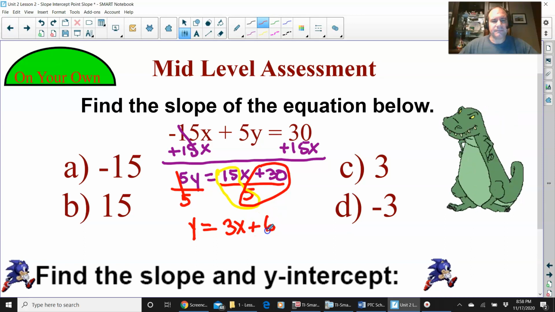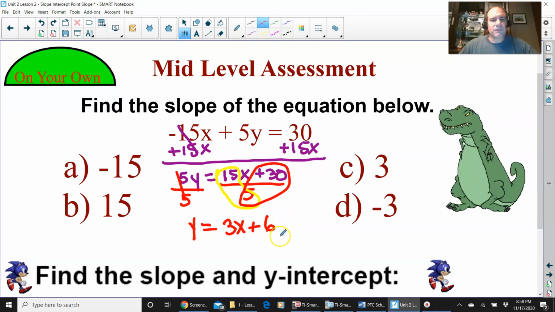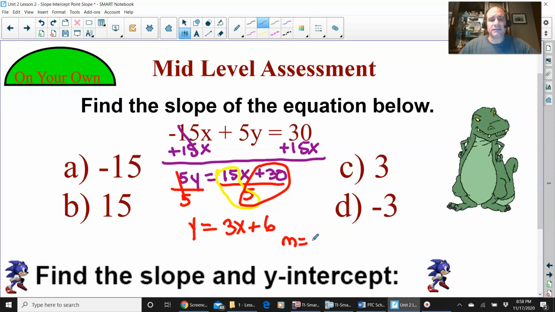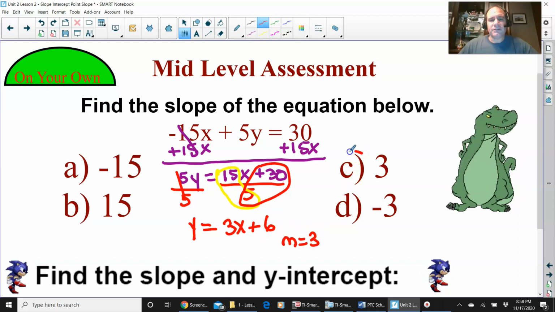So it just wants you to find the slope. And so the slope doesn't say anything about the y-intercept, but the slope is 3. So C is your answer. All right.